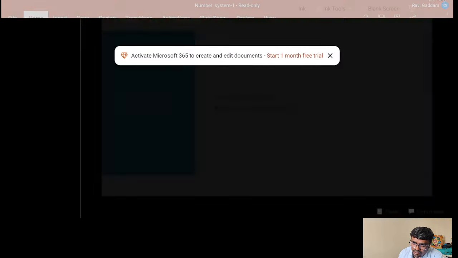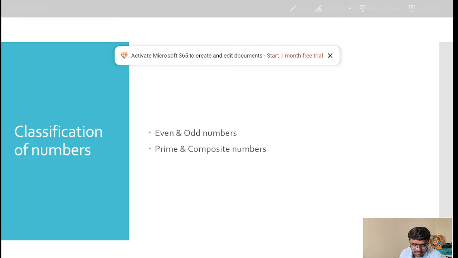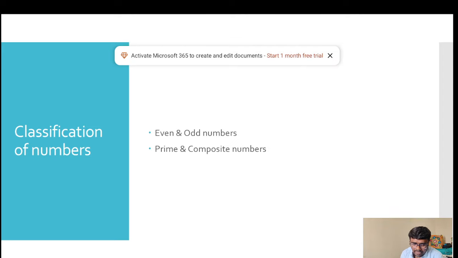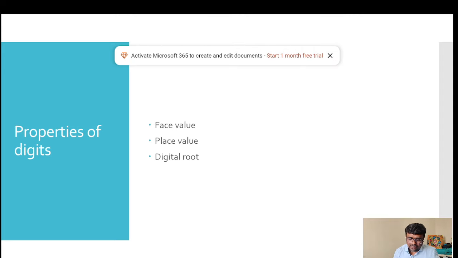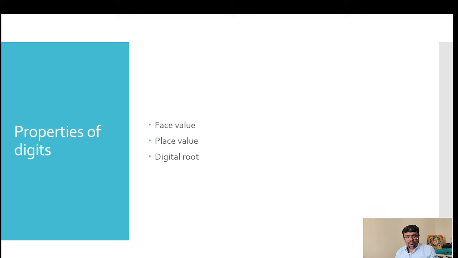Now you understood the classification of numbers in terms of even and odd, and prime and composite numbers. And here I want to discuss one more concept, that is, properties of digits. See, these are very basic concepts, but very important. These are the deciding factors while you are doing number system questions. If you are very clear about these things, the coming concepts will be very comfortable for you. So: face value, place value, and digital rule.